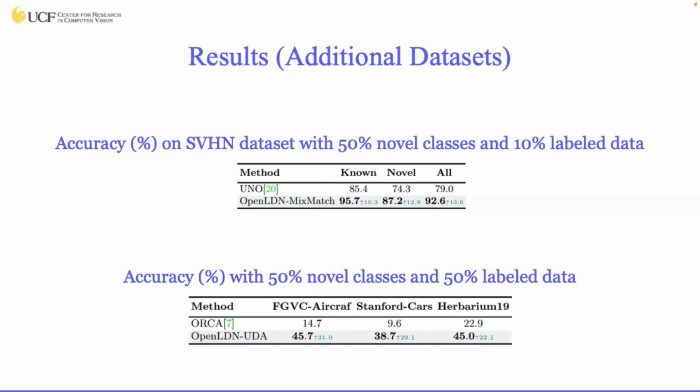We report results on additional 3 datasets, which are Aircraft, Stanford Cars, and Herbarium 19, and compare our results with the state-of-the-art ORCA. Note that Herbarium 19 has more than 600 classes, and it has real-world imbalance in it.